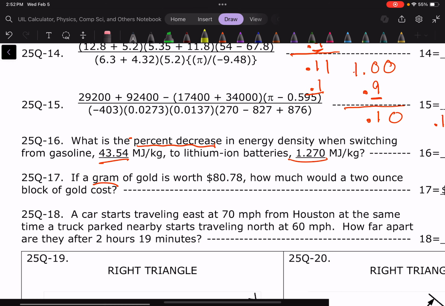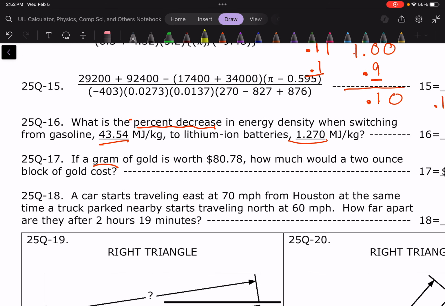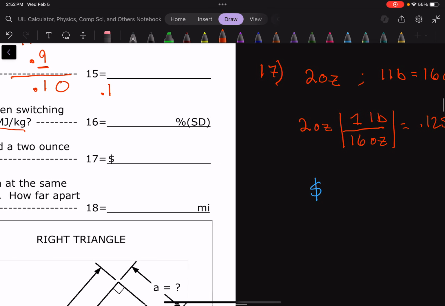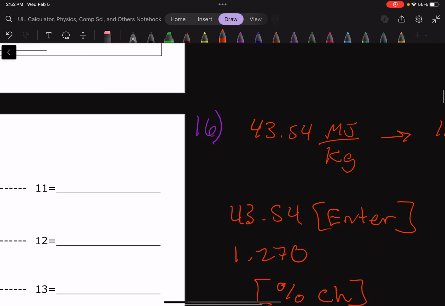Okay, so we're going to be going 16 through 20. The question asks for 16. What is the percent decrease in energy density when switching from gasoline to lithium-ion batteries? It is important for us to not let the questions freak us out. It's very easy for us to see energy density and think, I don't know how to calculate energy density. The good thing is, if we look at the units of the two quantities they give us, they're the same, so we won't need to worry about any unit conversions. We'll just do the first value, enter, second value, percent change, and that's how we get our answer.